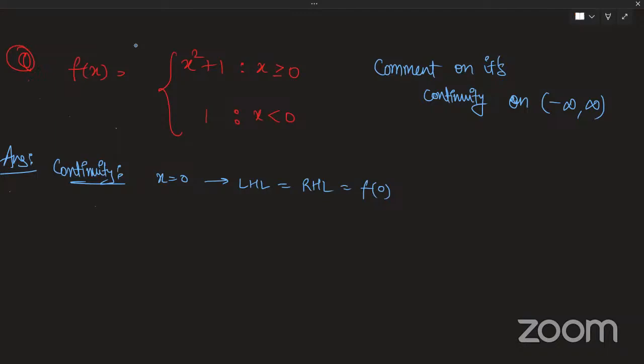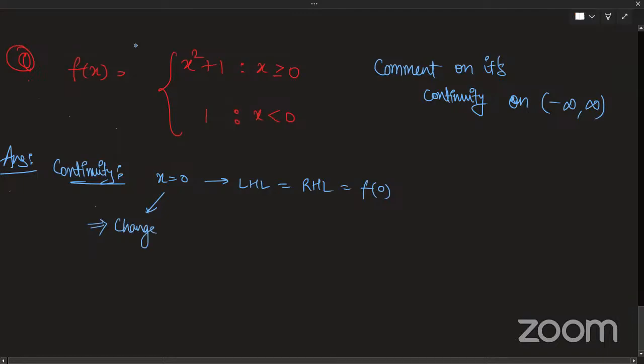See, it is really simple to think of. At x is equal to 0, first of all, the function is changing. Do you all agree? It is changing from 1 to x square plus 1. So there is one point of change in function, where the function is changing from one function to another function. So we check at x is equal to 0 to see if it is continuous or not. But what is happening when x is not equal to 0? Why don't we check at any other point?